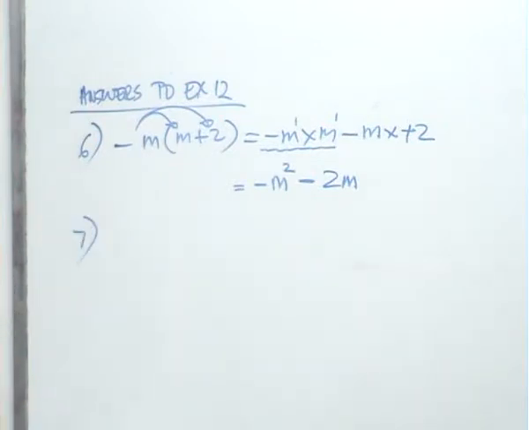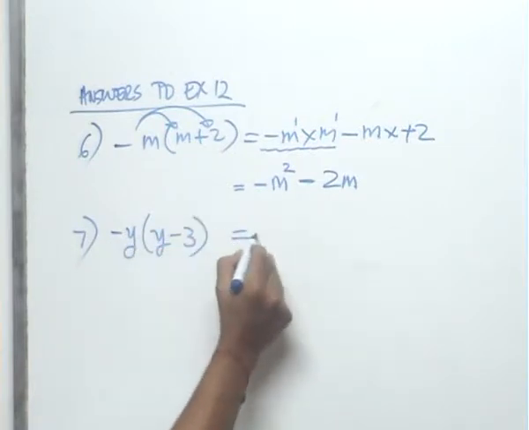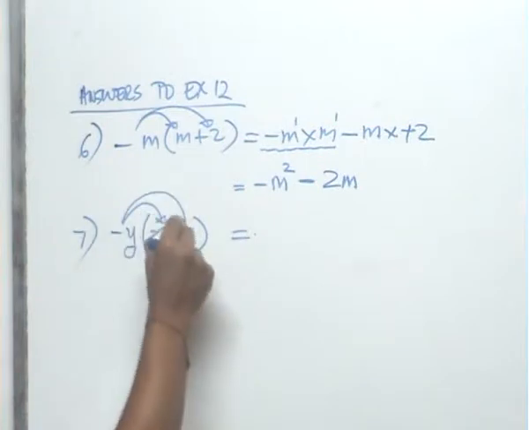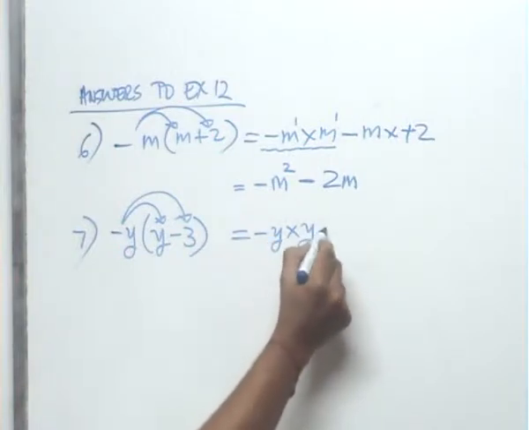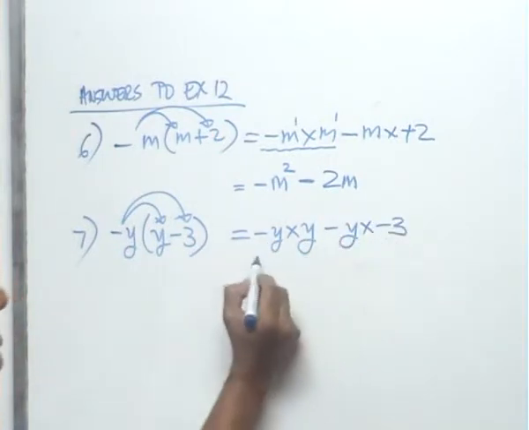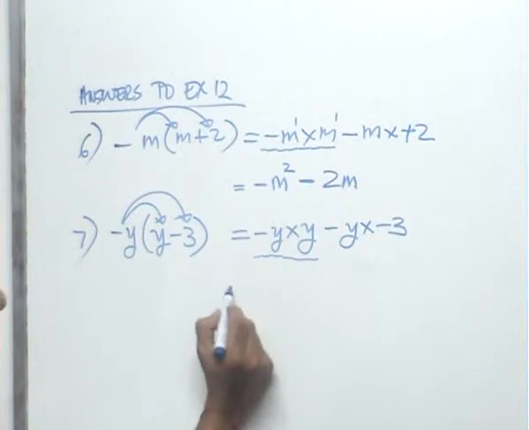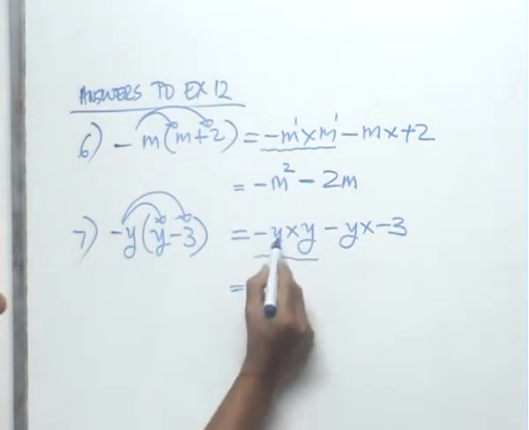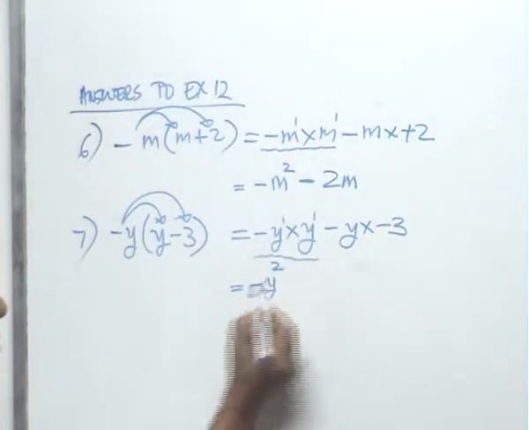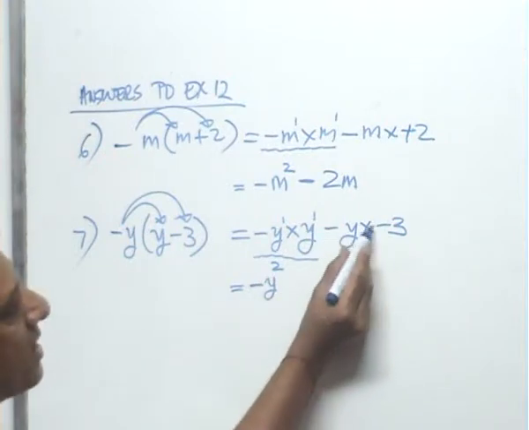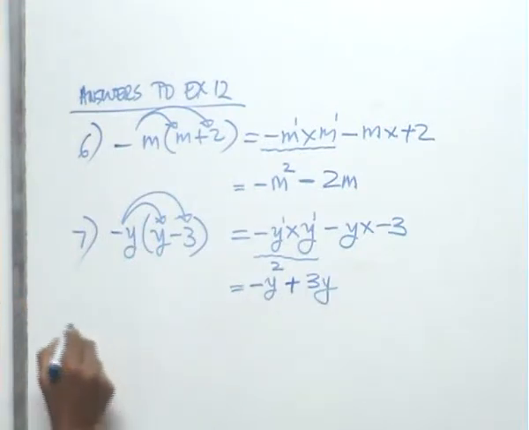Number 7. Minus y into y minus 3. Well, it'll be that times that, y. So it's minus y times y minus y times minus 3. So up to here, minus times plus. See, the plus is understood, you see. Minus times plus is minus. y times y, write down y. The index is 1, the index is 1. Add the indices up, you get 2. Now minus times minus is plus. 3 times y is 3y.